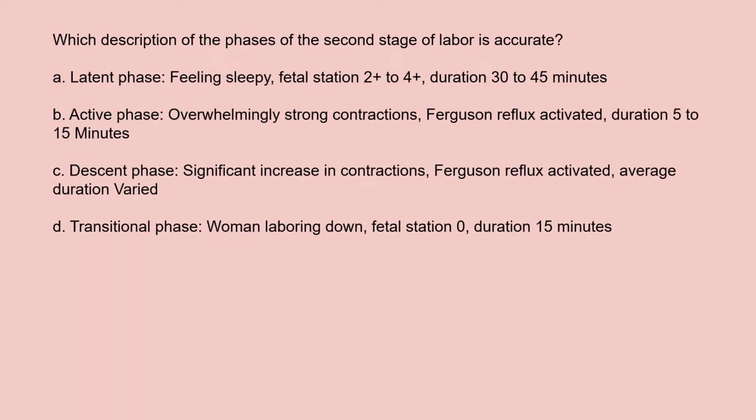Which description of the phases of the second stage of labor is accurate? A. Latent phase. Feeling sleepy, fetal station 2+ to 4+, duration 30 to 45 minutes. B. Active phase. Overwhelmingly strong contractions, Ferguson reflex activated, duration 5 to 15 minutes. C. Descent phase. Significant increase in contractions, Ferguson reflex activated, average duration varied. D. Transitional phase. Woman laboring down, fetal station 0, duration 15 minutes.